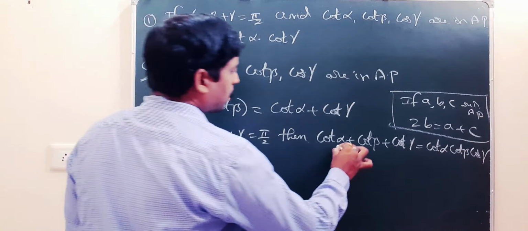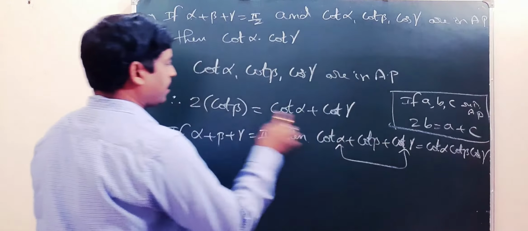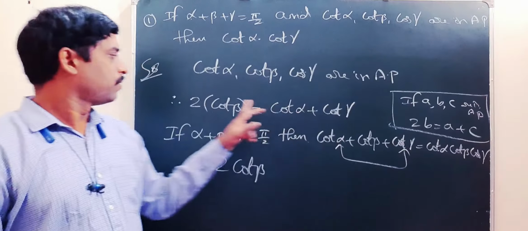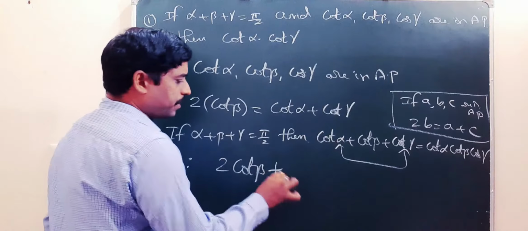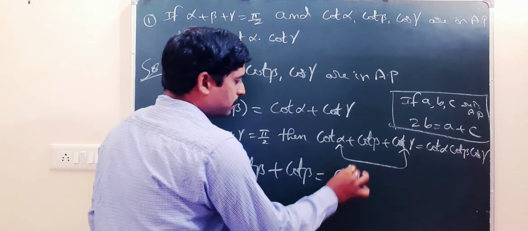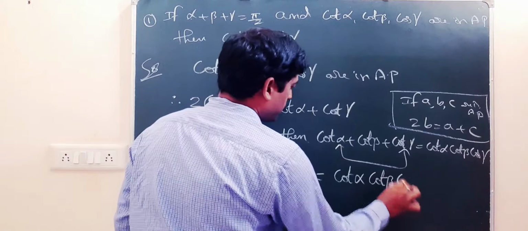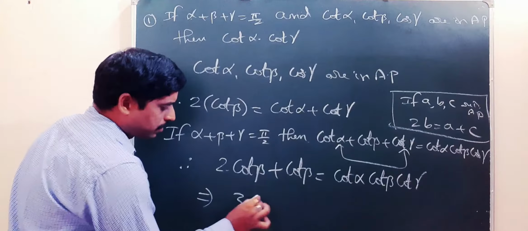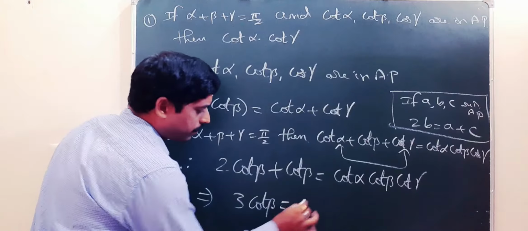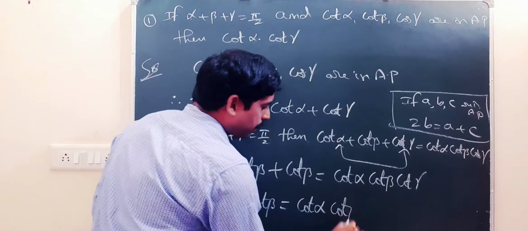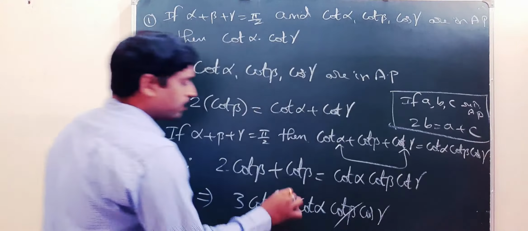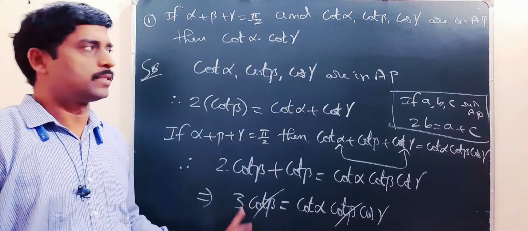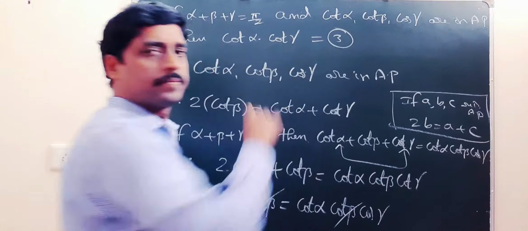Okay, in this cot alpha plus cot gamma, we should write 2 cot beta. Cot alpha plus cot gamma value, we have 2 cot beta plus cot beta. It will be equal to cot alpha into cot beta into cot gamma. Now I say that 2 cot beta plus cot beta going to be 3 cot beta equal to cot alpha into cot beta into cot gamma. Both sides one cot beta get cancelled. So what is the answer? Cot alpha into cot gamma equal to 3. So answer is 3.